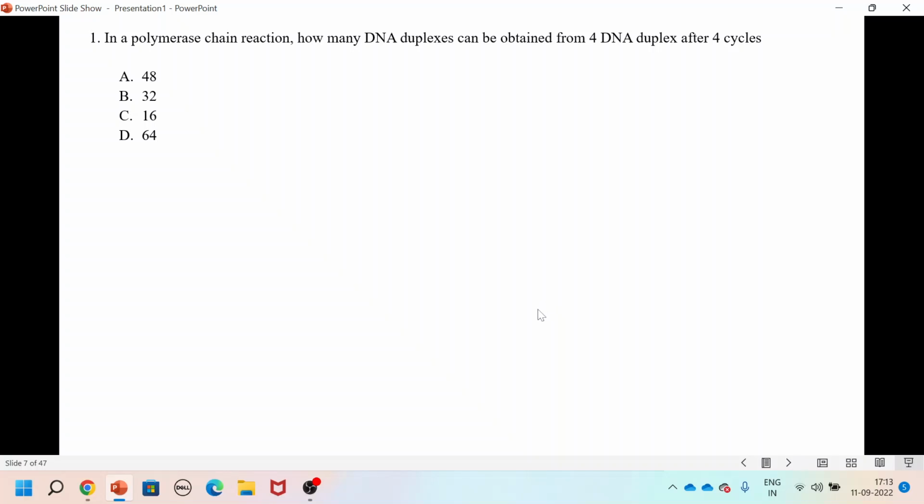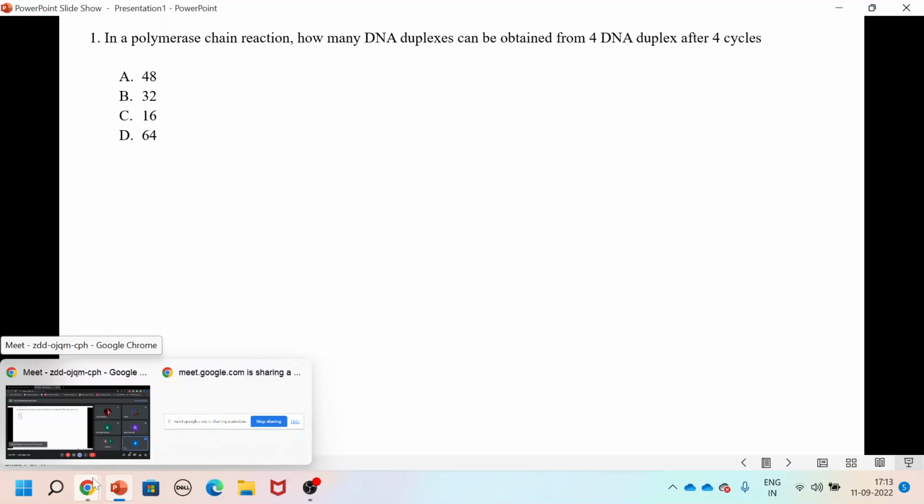The first question is very similar to what was asked in assignment 2. In a polymerase chain reaction, how many DNA duplexes can be obtained from 4 DNA duplexes after 4 cycles? If anyone would like to answer that.